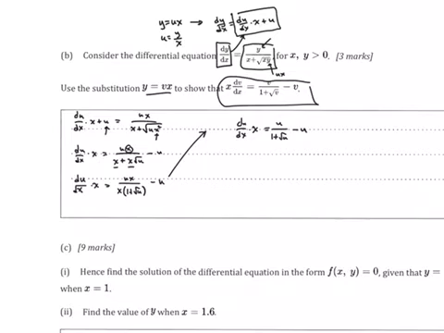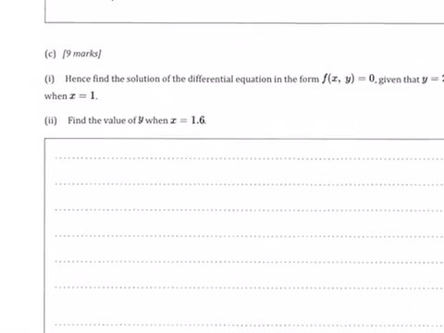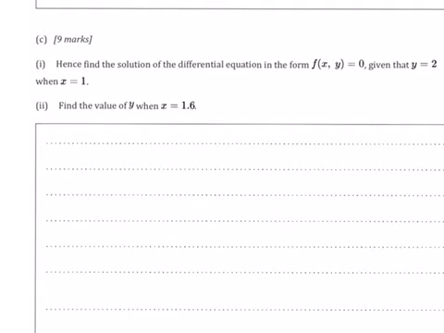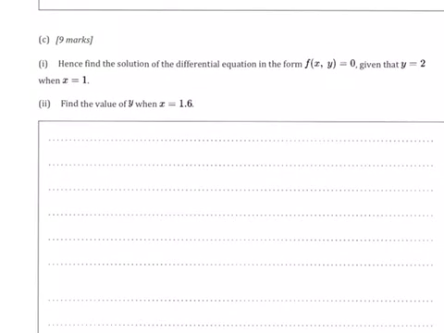That was 3 marks. Let's see what they've got in store for us in part C. Okay, a 9-mark question. Hence, find the solution of the differential equation in the form f of x, y is equal to 0, given that y is equal to 2 when x is equal to 1. We're going to find the value of y when x equals 1.6 in a different way. Okay, so we already did that using Euler's.